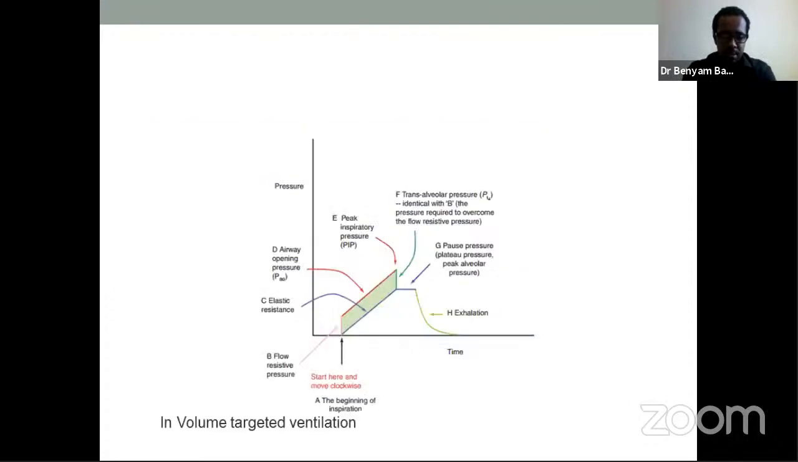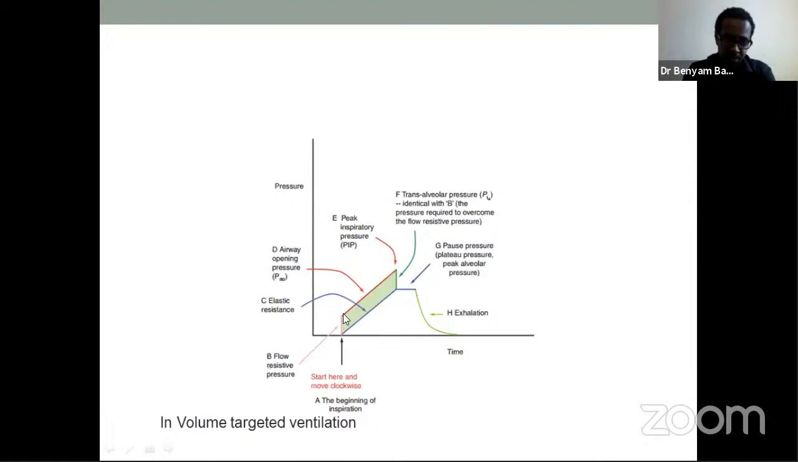So this is the pressure-time curve on volume-targeted ventilation, which we briefly saw last time. The y-axis is the pressure and the x-axis is the time. So we start here and we go clockwise. Initially there is an initial peak of pressure.